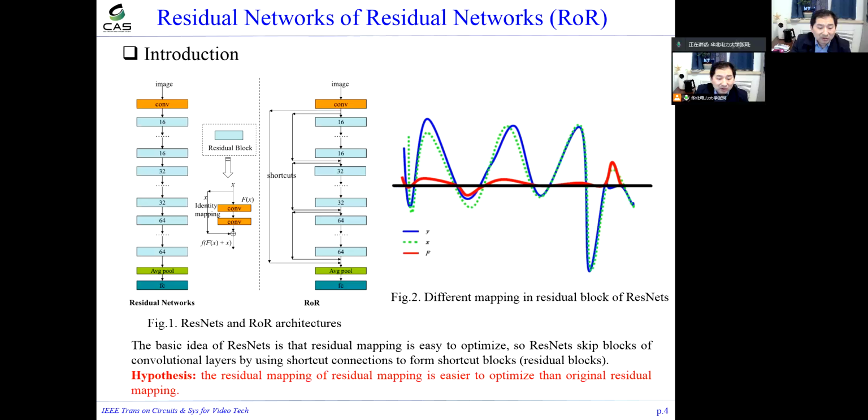More and more residual network variants and architectures have been proposed, and they form a residual networks family together, such as WRN, Pre-ResNet, RIR, CRMN. If residual mapping is easier to optimize than the original mapping, maybe the residual mapping of residual mapping is easier to optimize than the original residual mapping. Based on our hypothesis, we proposed a novel and simple architecture called residual networks of residual networks, RoR. We add extra shortcut connections to the original ResNets level by level.